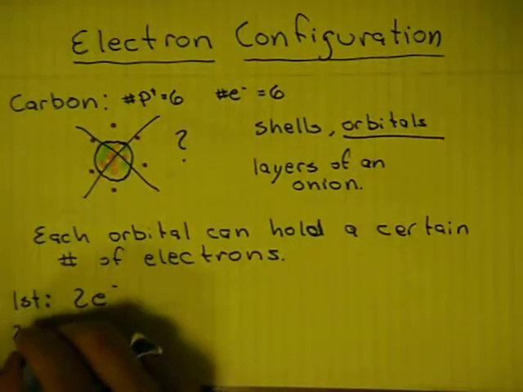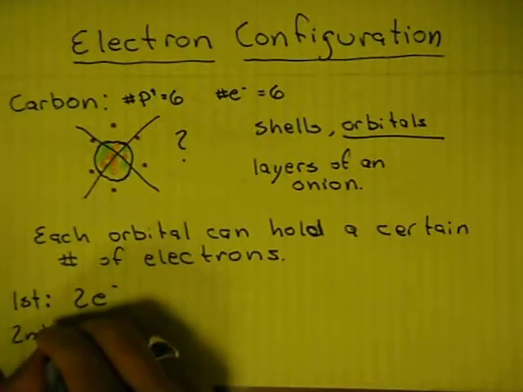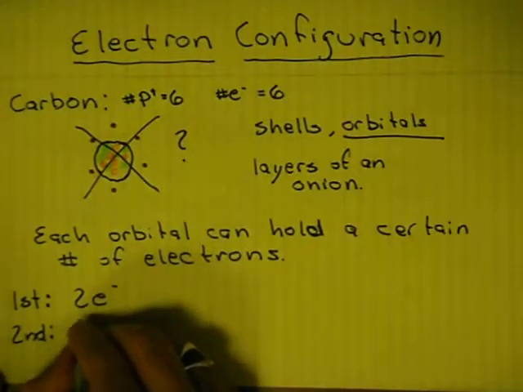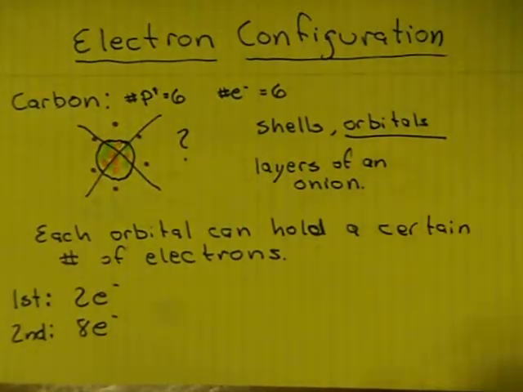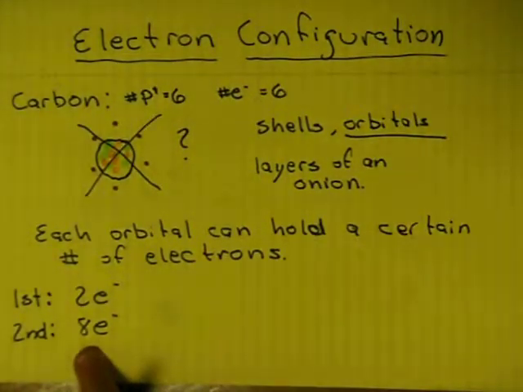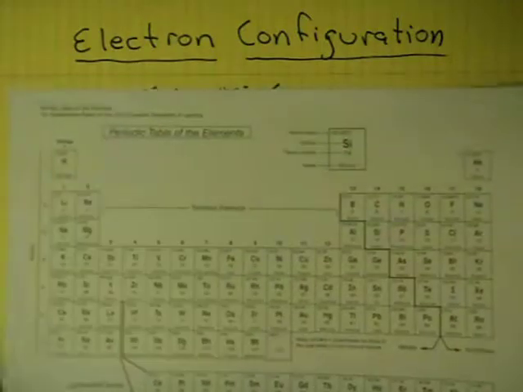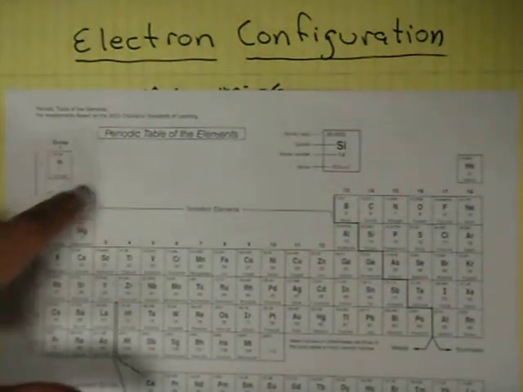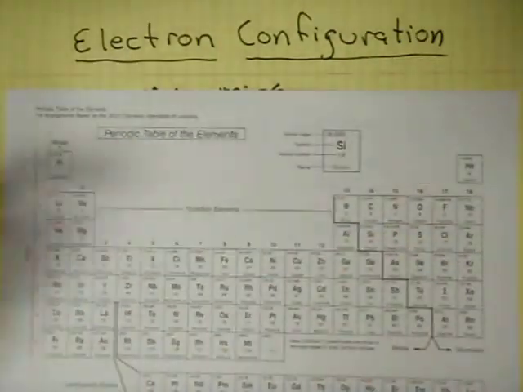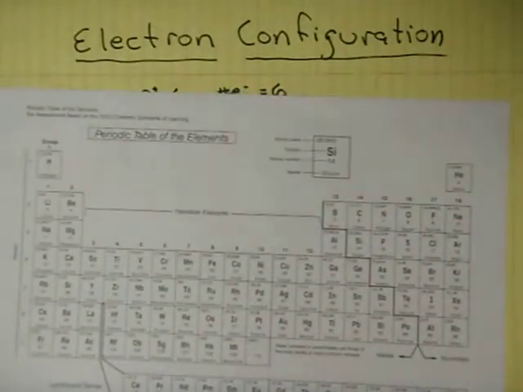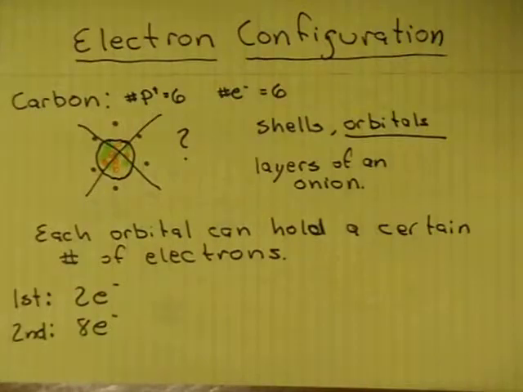Second can hold 8 electrons. So if we know that the second can hold 8, what do you think we'll see if we look at the second period, the second row on the periodic table? 1, 2, 3, 4, 5, 6, 7, 8. So you see that seems to line up.